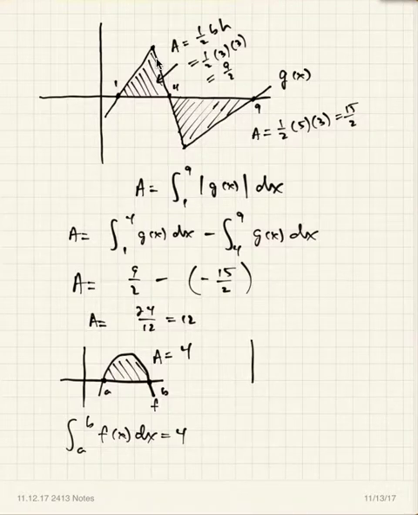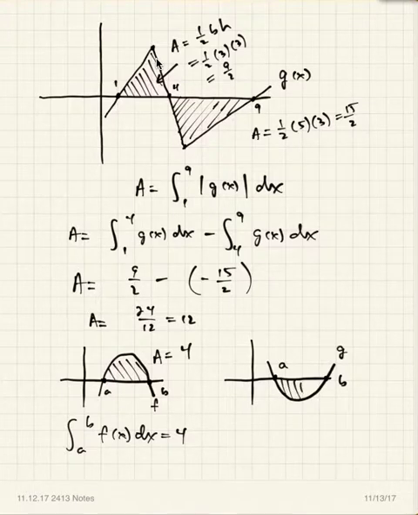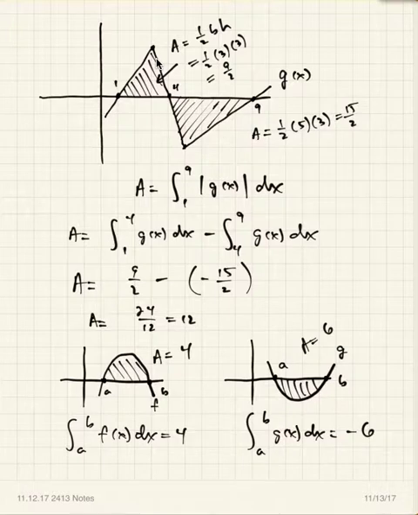On the other hand, if we have a region like this, and here's a and here's b, this is our function g, let's say. And let's say that the area of this region is 6 right here. Then what would be the value of the integral from a to b of g of x dx? It wouldn't be 6, it would be negative 6, because that region was below the x-axis.